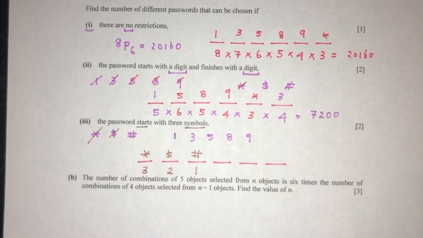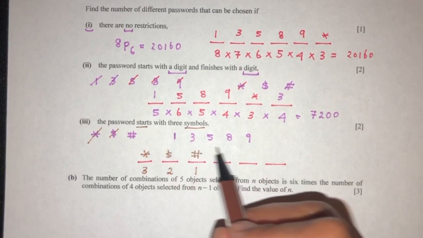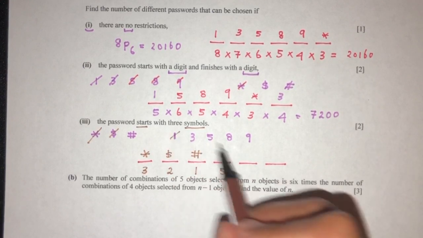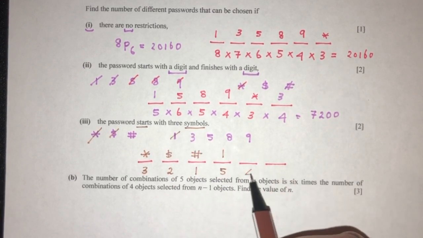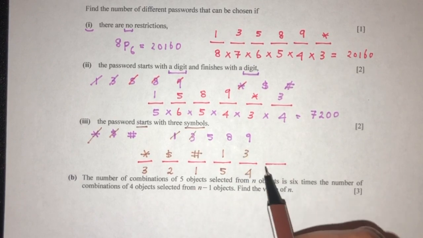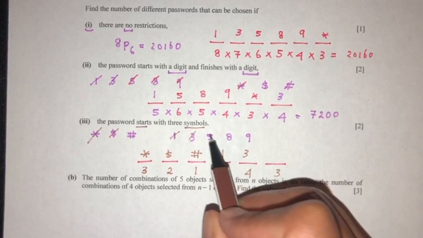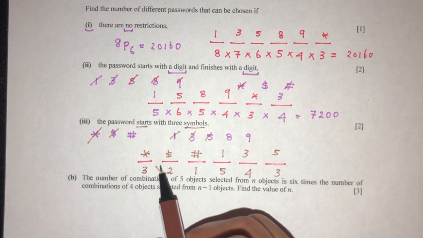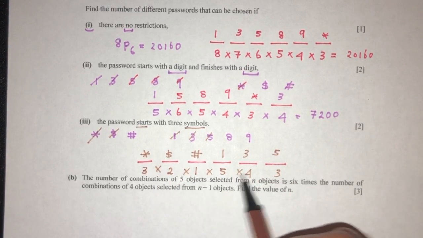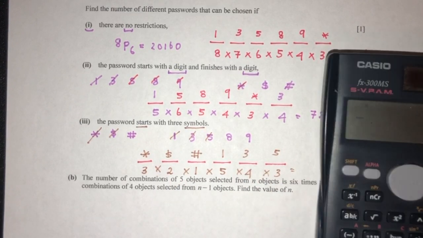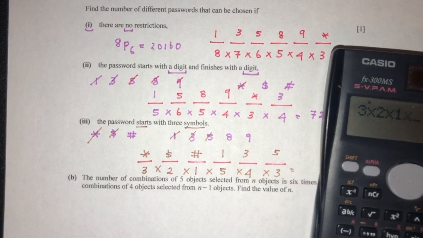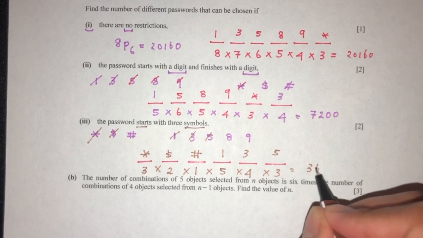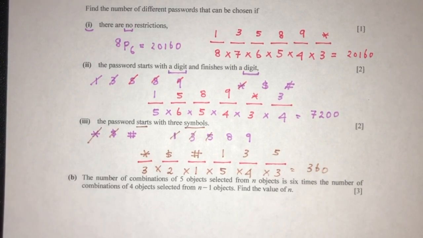Again, this one can be anything. So for this one, we can choose from the remaining 5 options. Let's say we choose 1. Remaining 4 options. Let's say we choose 3. Remaining 3 options. Let's say we choose 5. So your answer will be 3 times 2 times 1 times 5 times 4 times 3. As you can see, step by step, we were able to solve this question, satisfying our conditions. That will be 360 as your answer. That will be part 3 of your question.